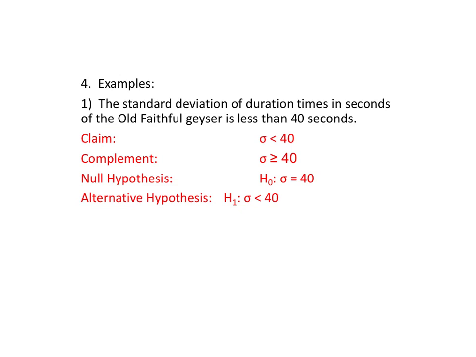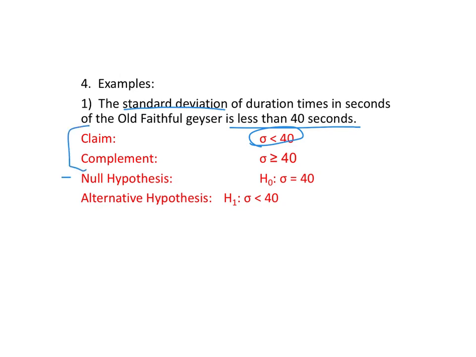She just dropped something. The standard deviation of duration times in seconds of the Old Faithful geyser is less than 40 seconds. So we're told about the standard deviation, and that's the claim right here. Now, I don't particularly like this because the claim says less than. So the complement in this case would be the opposite, so that you get all possibilities. Less than, so then this has to be greater than or equal to. Now, I don't necessarily like doing these two steps.